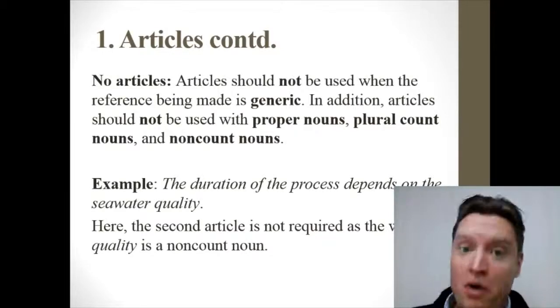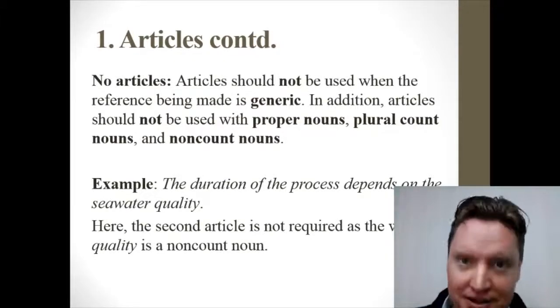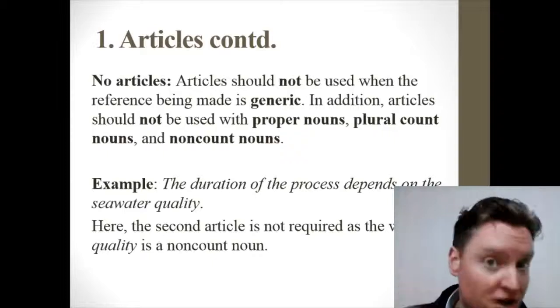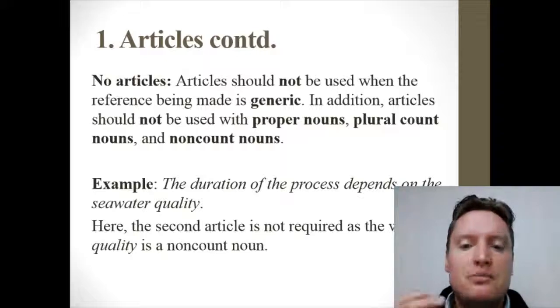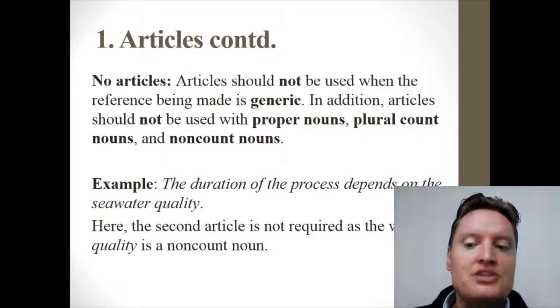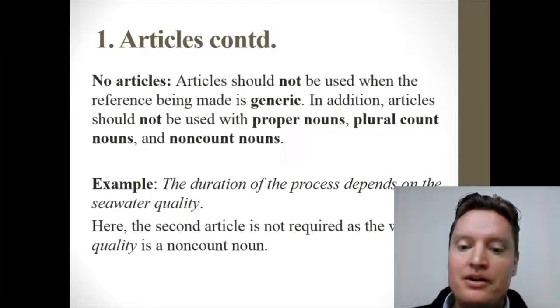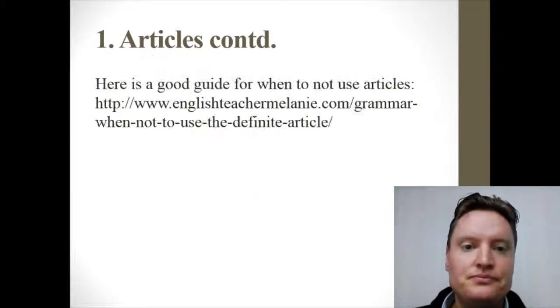Now, sometimes we use no articles. Articles should not be used when the reference being made is generic or general, not a specific process like we saw in our last slide. In addition, articles should not be used with proper nouns, plural count nouns, and non-count nouns. An example: the duration of the process depends on the seawater quality. The second article is not required, as the word quality is a non-count noun. And there's a good guide in this link if you want a longer discussion on when to use articles.